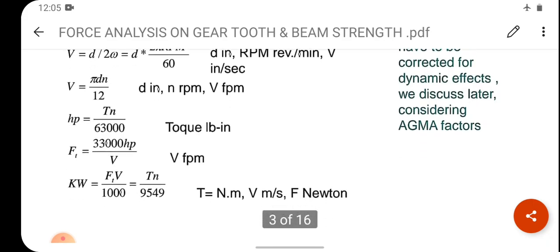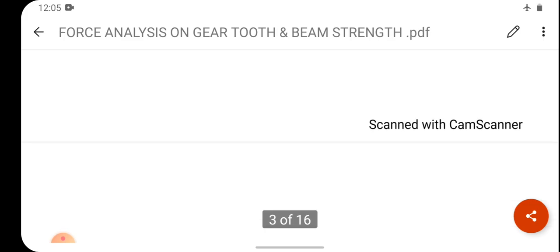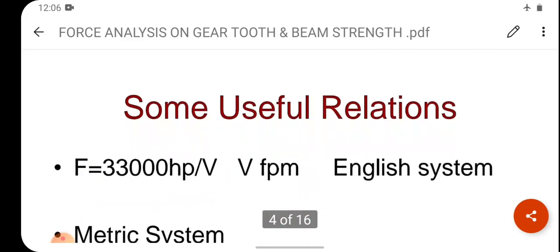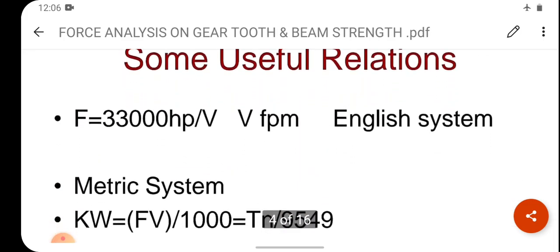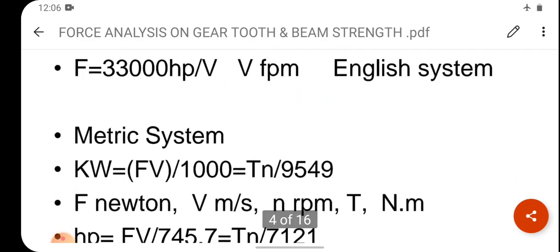What is AGMA? I'll explain. Wait for that. So, some useful relations were already explained in the last slides. That is Ft is equal to 33,000 HP upon V, where V is in feet per minute as per the English system.